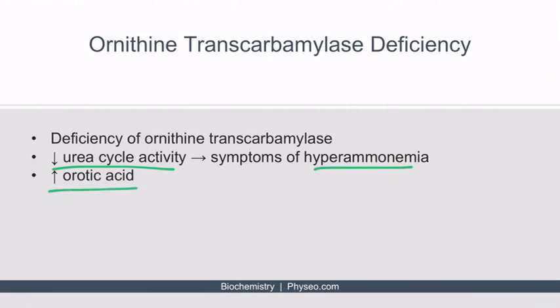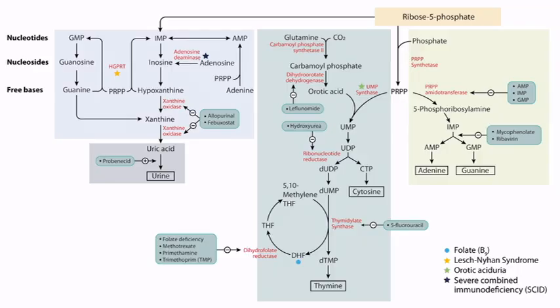This idea ties in nicely with pyrimidine synthesis. This figure is from the section on purine and pyrimidine metabolism. Recall that carbamoyl phosphate is also used to produce orotic acid during the synthesis of pyrimidines. So if a patient has an ornithine transcarbamylase deficiency, carbamoyl phosphate accumulates and is funneled to orotic acid, resulting in increased orotic acid levels.